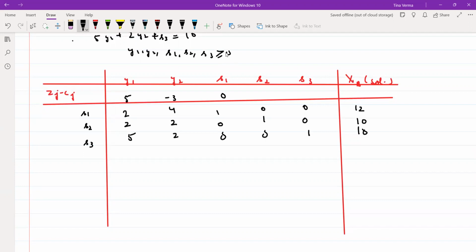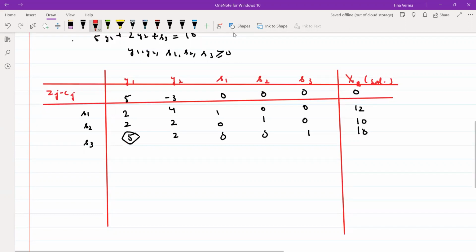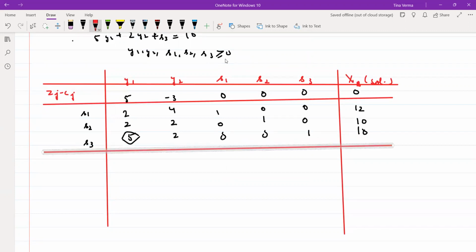If you revert the sign, this is 0, 0, 0 and 0. If you take this as your pivot element, then when you apply the next iteration, this will leave and this will enter. So the next iteration is coming out to be S1, S2, Y1, and this is coming out to be 0, 0, 1.